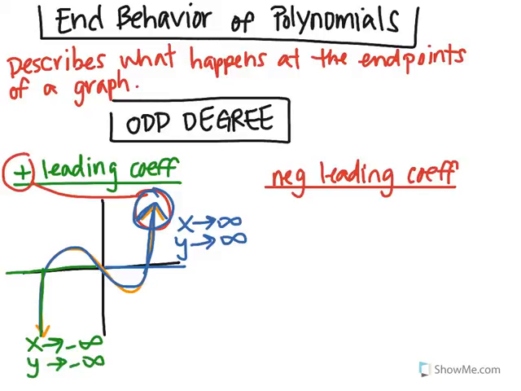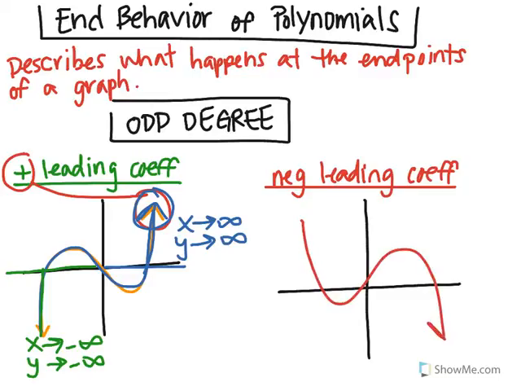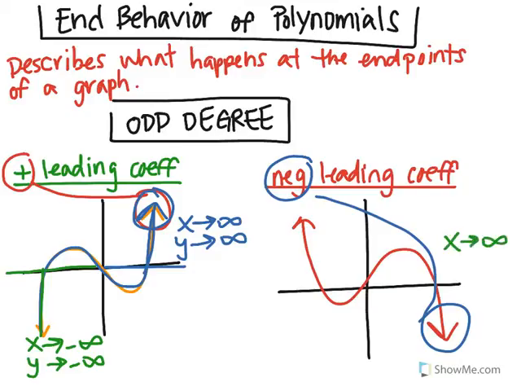If you have a negative leading coefficient and it's odd degree, remember odd degree means they end up in opposite directions, what will happen is your graph will look something similar to this. It ends up going negative on the right-hand side. So if you have a negative leading coefficient, it ends up going negative on the right side. So you're only looking at the right side. So how you would state this is as x gets bigger, so as x approaches infinity, here's your x values, your y values are actually approaching negative infinity.